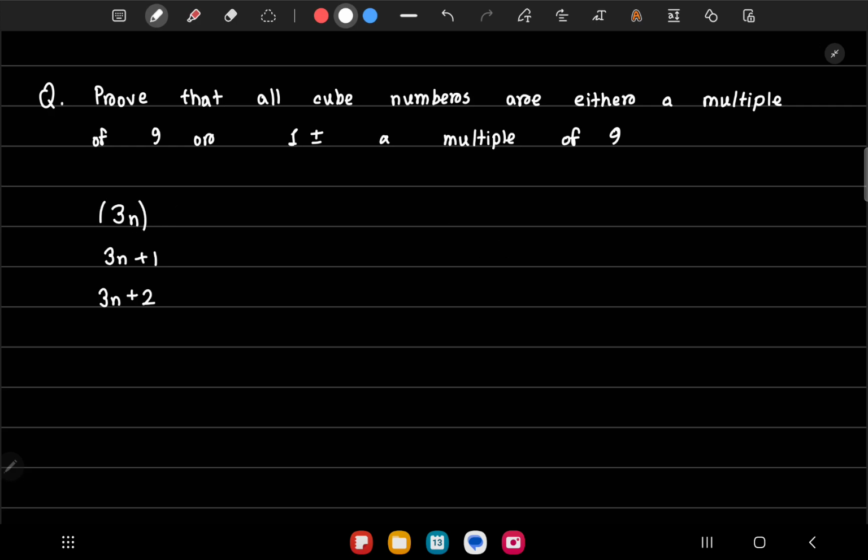So if I cube 3n, I get 27n cubed. I can factor this out. I can write this down as 9 times 3n cubed. So this must be a multiple of 9.